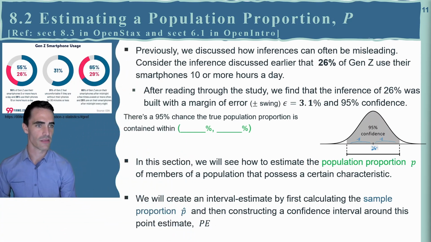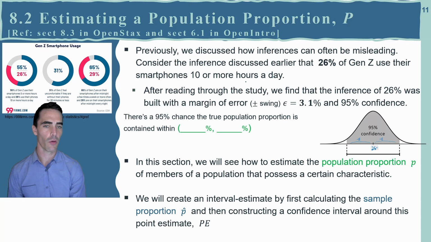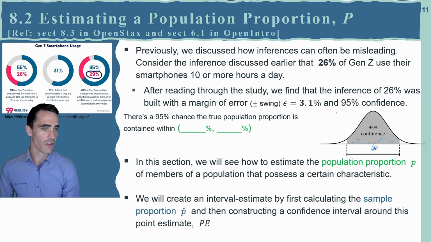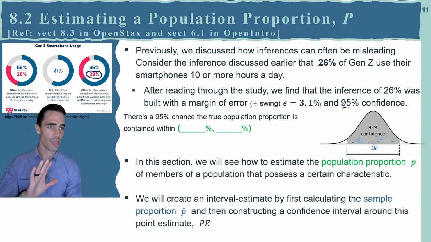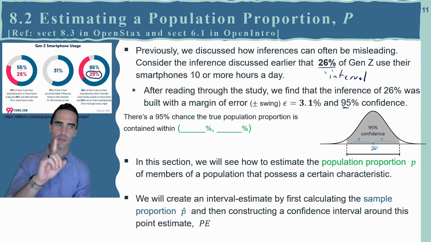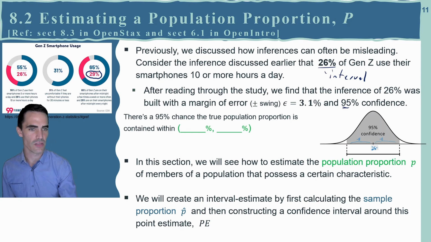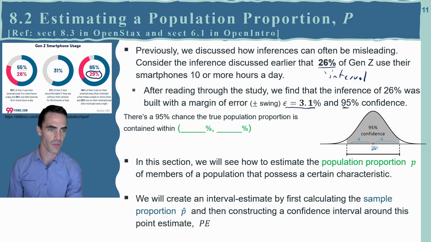Previously, we talked about this population proportion, this 26% claim that Gen Z users use their smartphone 10 or more hours a day. They said it's a 95% confidence interval, which means that the population proportion may be nowhere inside of this interval value. But I know what you're hearing. You're saying interval value, that's just one. But that's misleading because all of these confidence intervals have a swing or margin of error, this epsilon character. In this case, it was 3.1%.